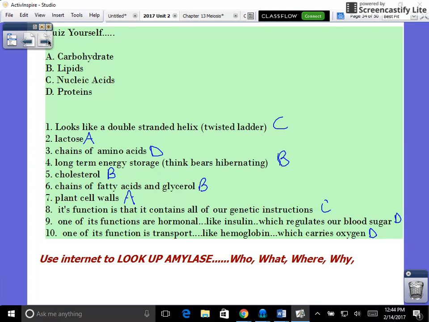All right, we had a little quiz ourselves. Here's the answers to that so you can check to see how you did. And I encourage students to look up amylase. It's an enzyme that we'll talk about in the next lesson. So be prepared to discuss what amylase is: the who, what, where, and why.